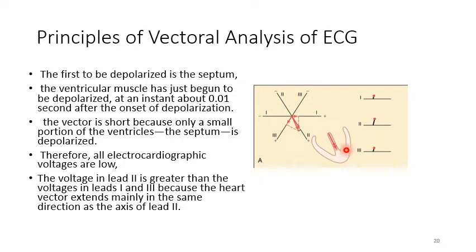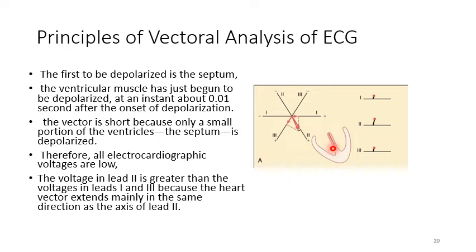So this is an image representing the heart at the first instant of depolarization. This is the time point of 1 second after onset of depolarization. You will see that the instantaneous cardiac vector lies in the cardiac septum, and it is still short because only a small part of the ventricular septum has been depolarized.